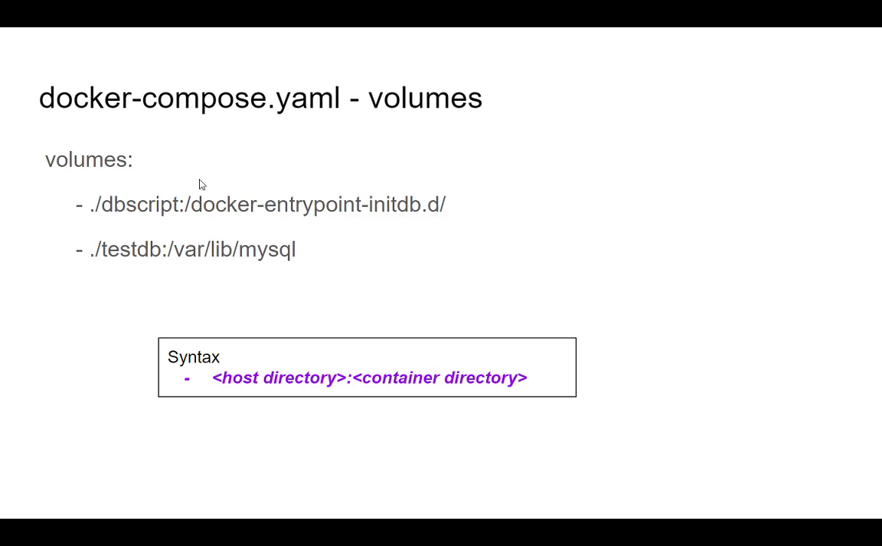Docker entry point will be mapped to dbscript. What happens with Docker entry point is anything that I put in here, so I can copy things over here if I want to, but in this case I'm mapping. Anything that's in dbscript that has a .sql extension or a .sh extension or a .sql.gz will be executed in alphabetical order. And so what we do is we put here a script to create and populate, if needed, a database. So we'll create the whole structure and populate it.